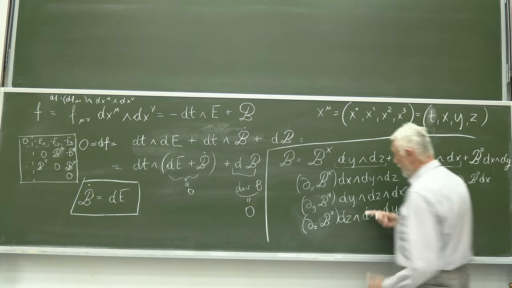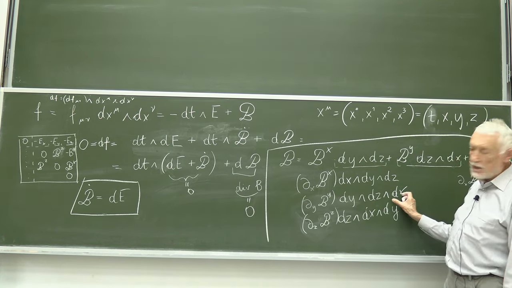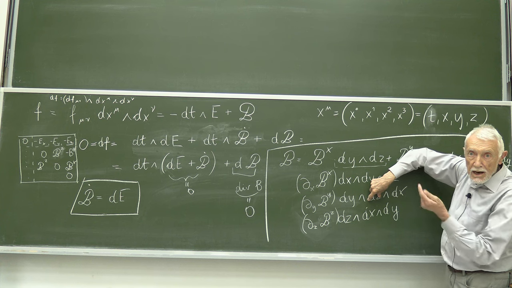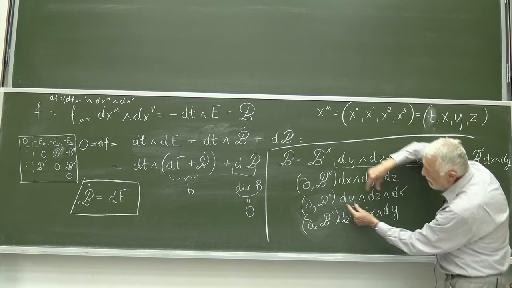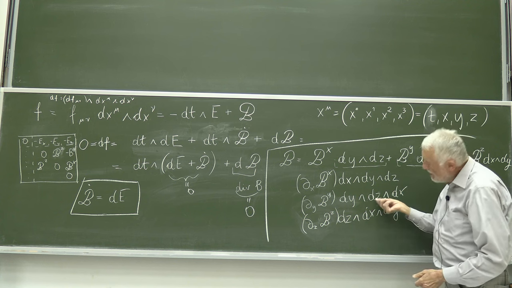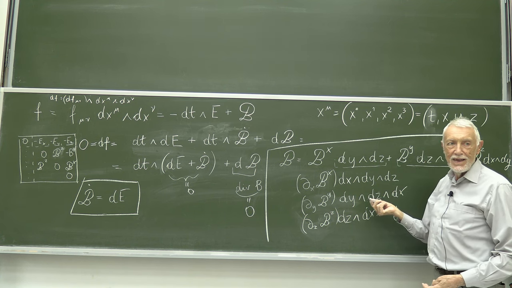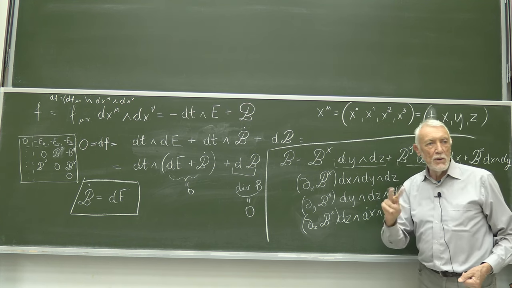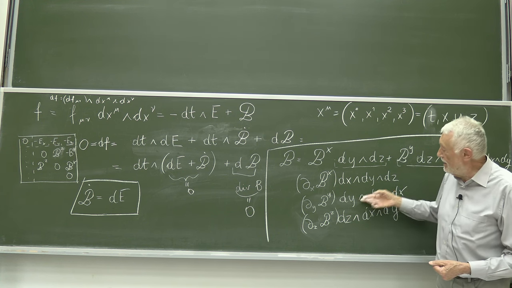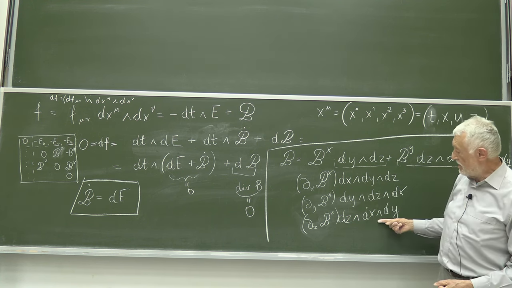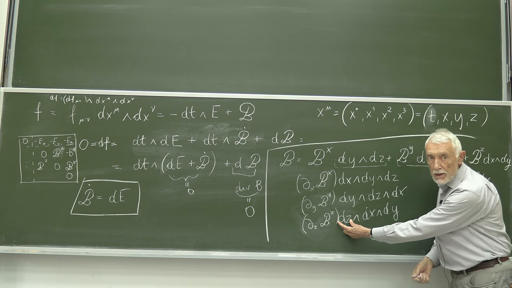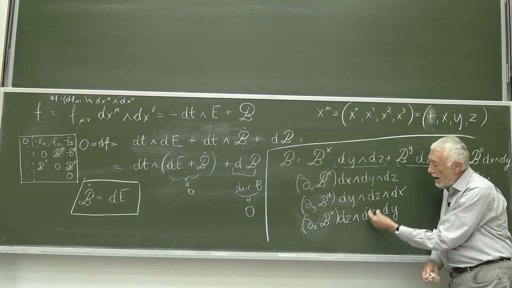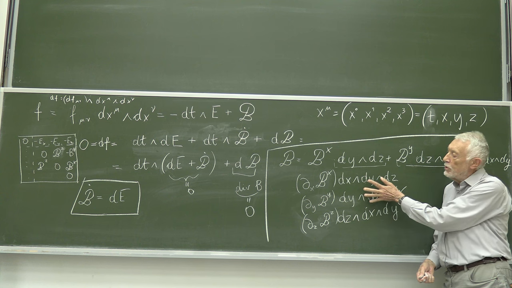Because if I take here this dx and exchange it with dz, I will get a minus sign. Every such change of position gives a minus sign, but here two such transpositions are necessary, therefore this is equal to that. You see? Also here, because I take dz and transpose it twice. Therefore this is equal to that.